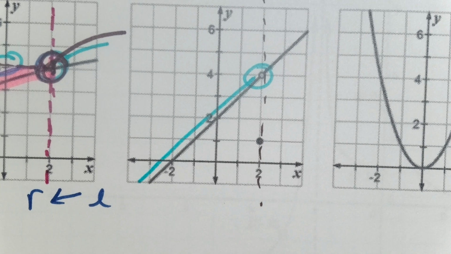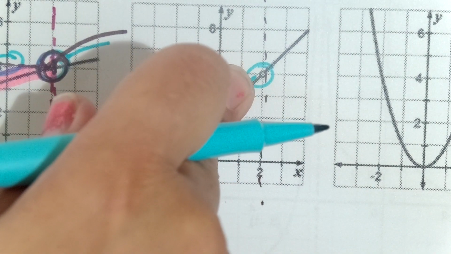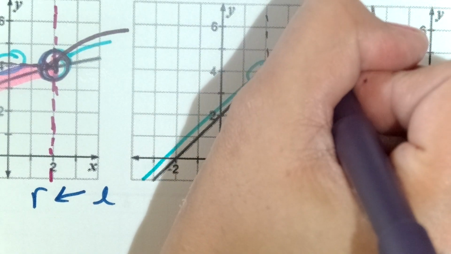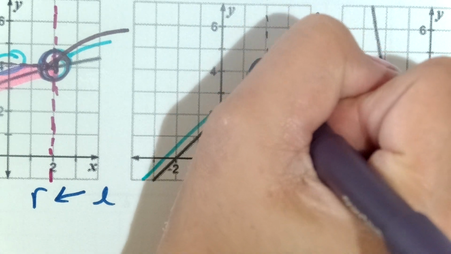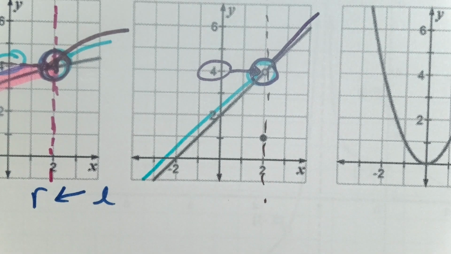Good? Do we see what I did? Again, I started at the left side of the graph and I just drew until I got to it. Now, I'm going to start at the right side of the graph and draw until I get to that dotted line and circle my point. That is 4. Okay? That's why that limit exists.